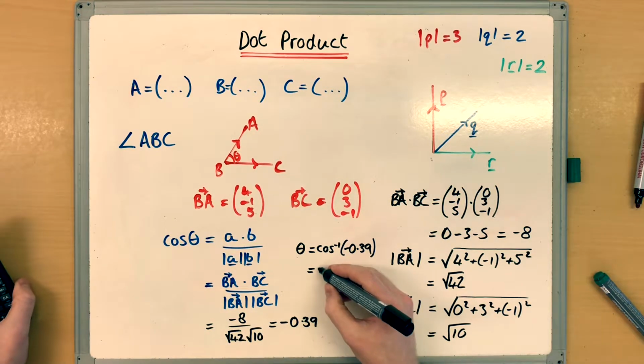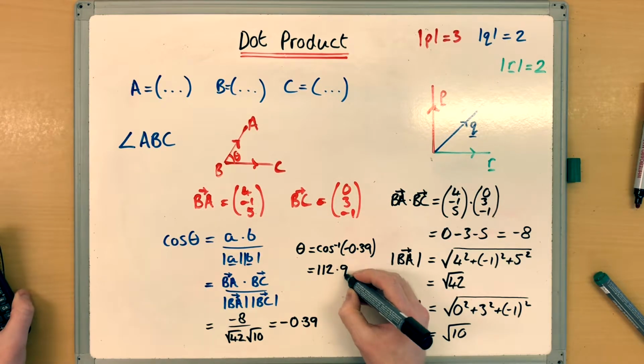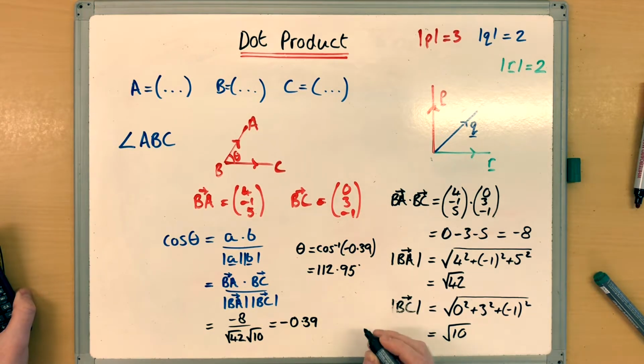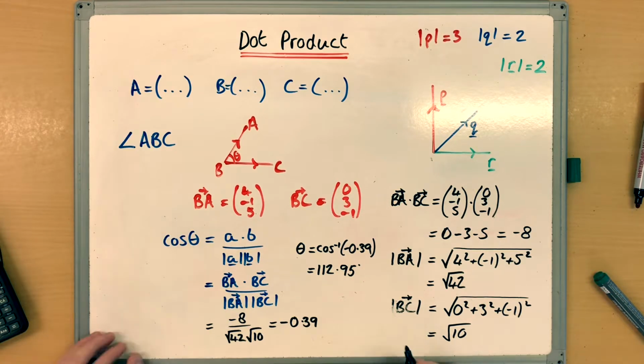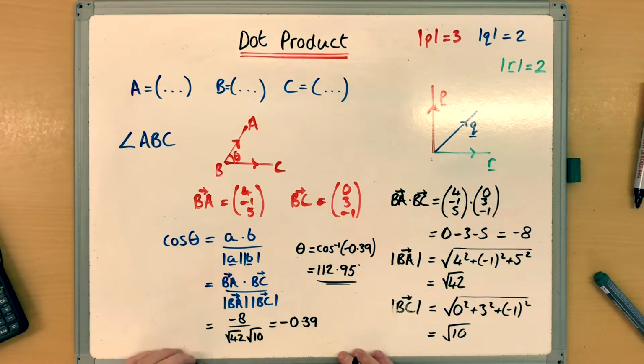I get the answer of 112.95 degrees, or 113.0 degrees, depending on how you want to round. So there we go. That's quite a long process.